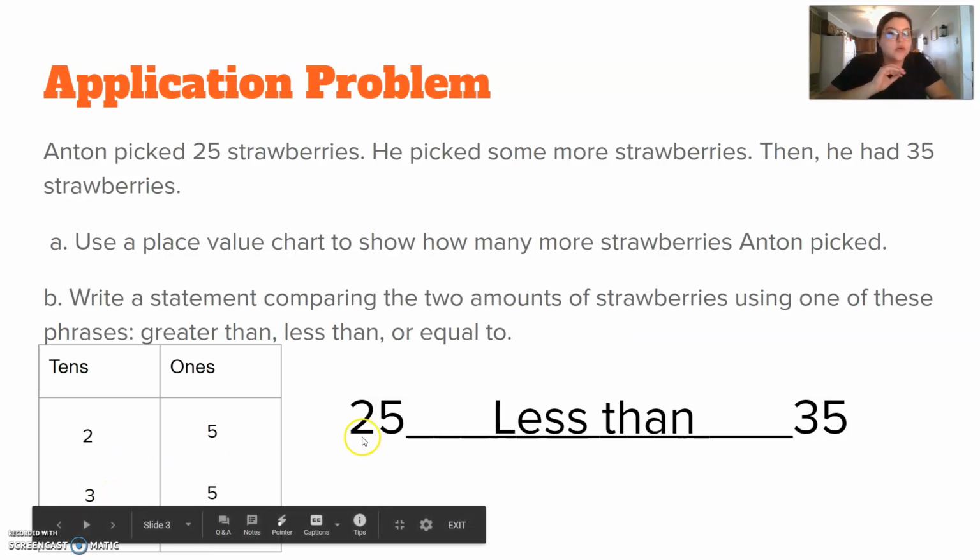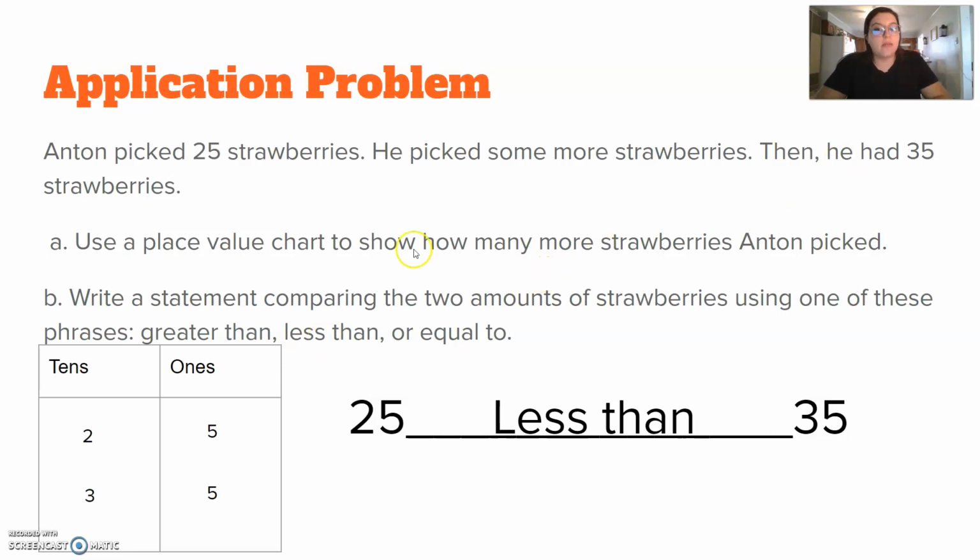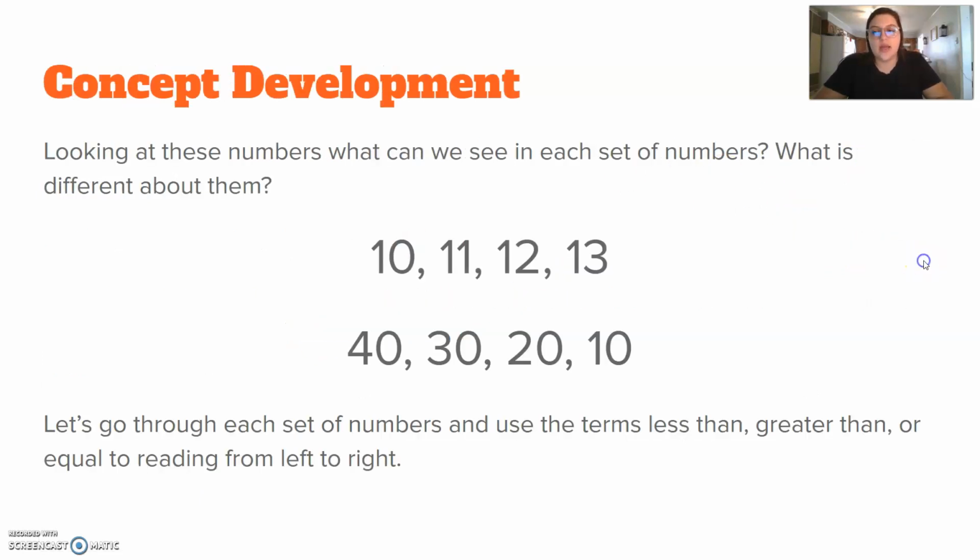Another way you could do it is you could say, well, he has 35 now, minus the 25 he had, he picked 10 strawberries, because 35 minus 25 is 10. So you could figure out how many he picked doing different equations or different math solutions for that, okay?